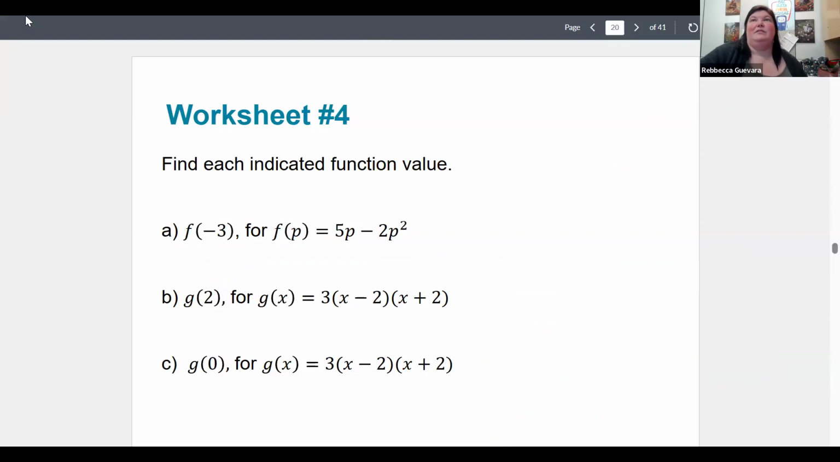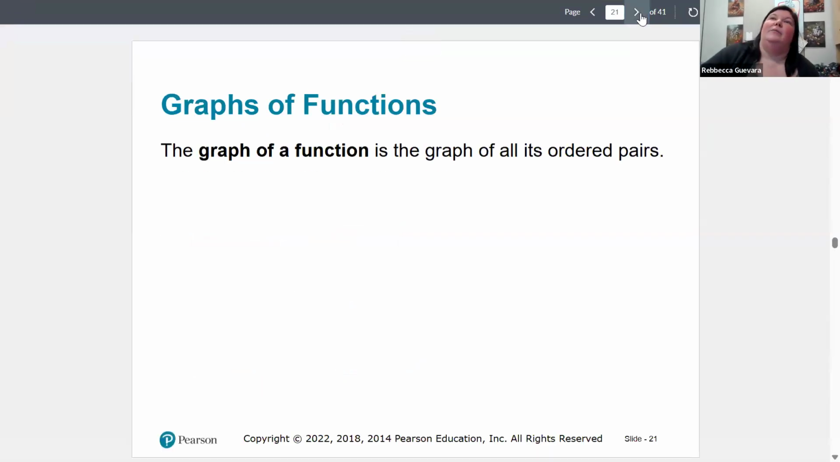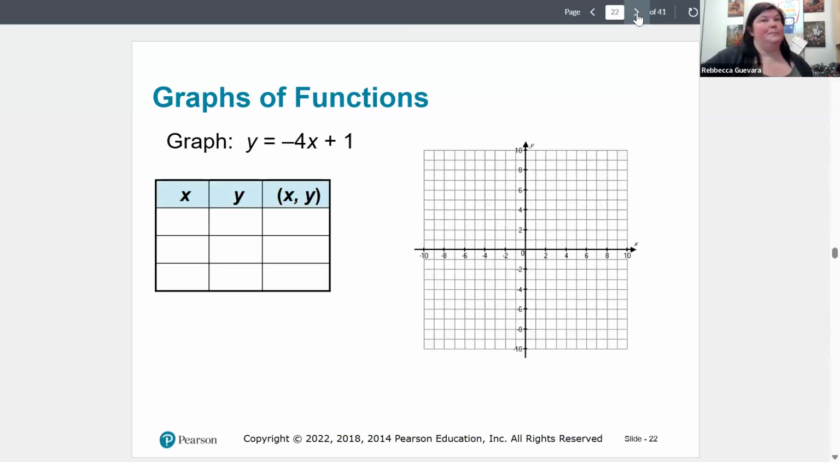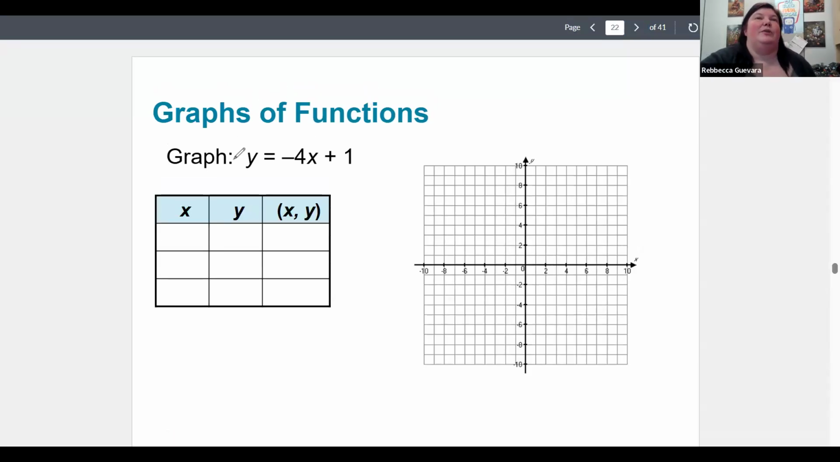We're never going to talk about graphs of functions. So we want to look at the graph of y equals negative 4x plus 1. So this is a function. So all we need to do is just pick a couple x values and figure out what y would be. Let's start with negative 2. Negative 2 will definitely be on here. Negative 2, let's do 0 and positive 2.